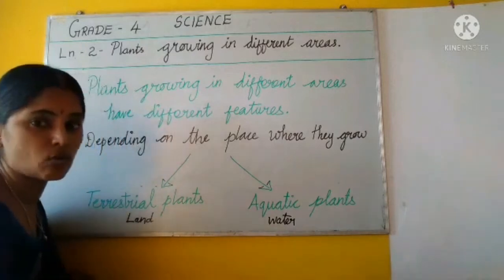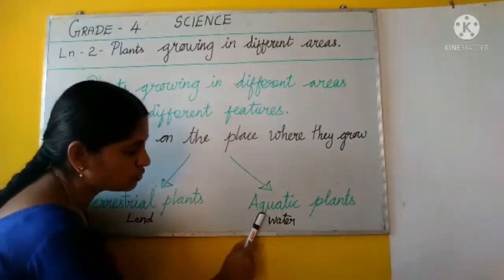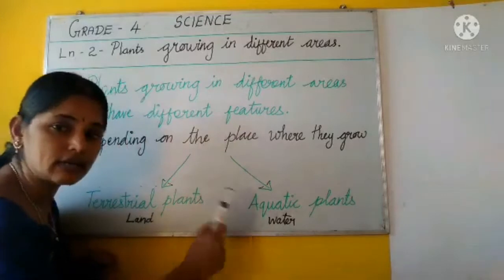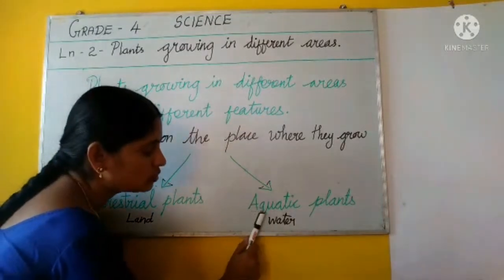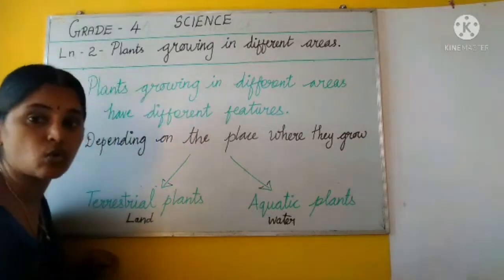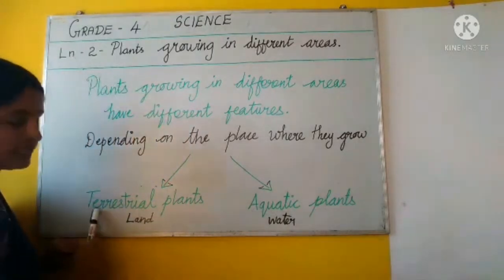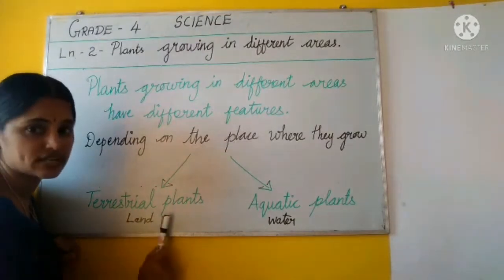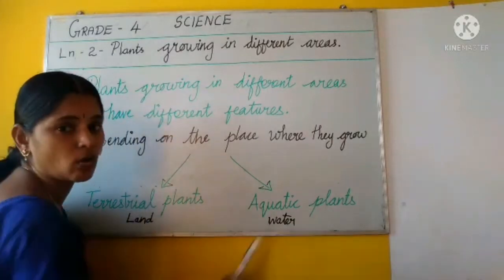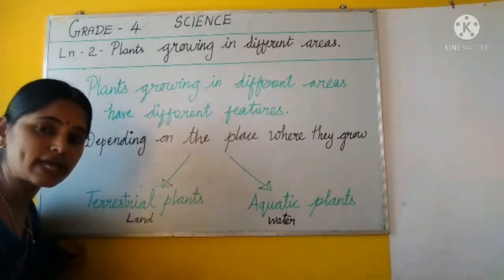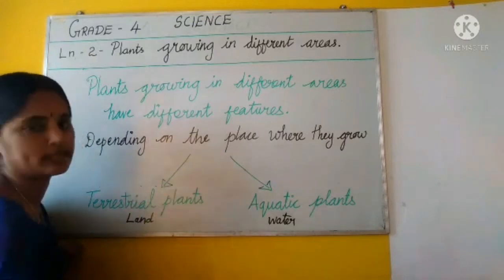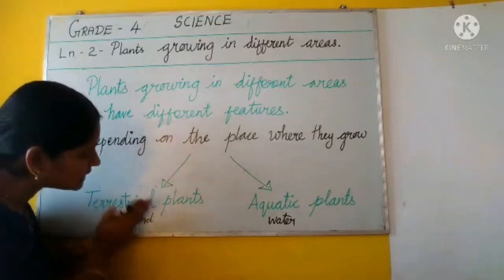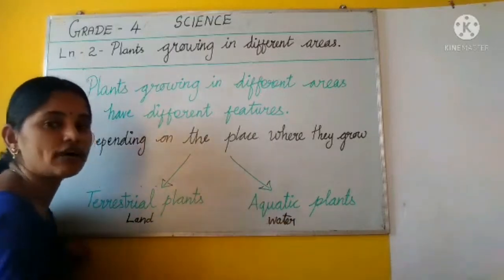Then water plants. Another name for water is aqua, A-Q-U-A. So aquatic plants are plants that grow in water. A-Q-U-A-T-I-C, aquatic. Terrestrial, T-E-R-R-E-S-T-R-I-A-L. Terrestrial plants, aquatic plants. What are the two main groups of plants? Terrestrial plants and aquatic plants. Children, now we are going to see the details about terrestrial plants first. Then we will go for aquatic plants.